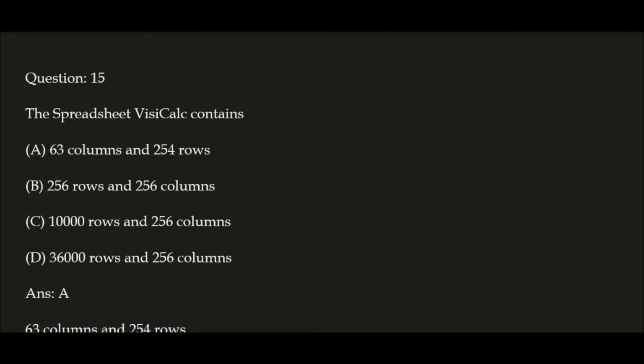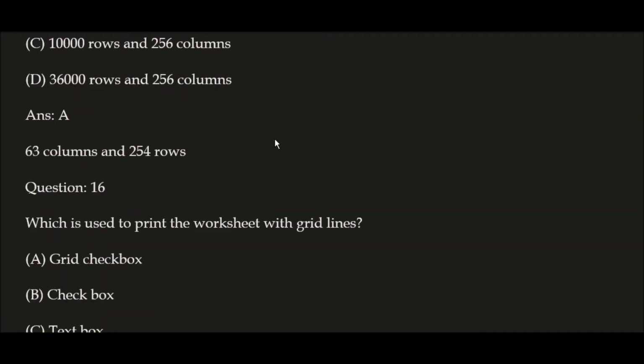Next question. The spreadsheet VisiCalc contains. What is VisiCalc? VisiCalc stands for Visual Calculator in spreadsheet. Okay. And it contains 63 columns and 254 rows. Okay. So here the spreadsheet VisiCalc contains 63 columns and 254 rows respectively. Next question.